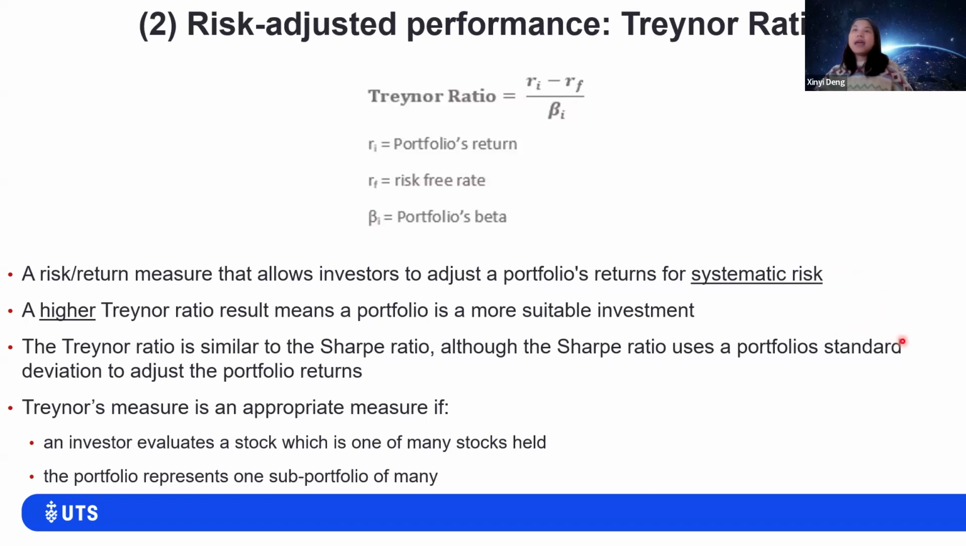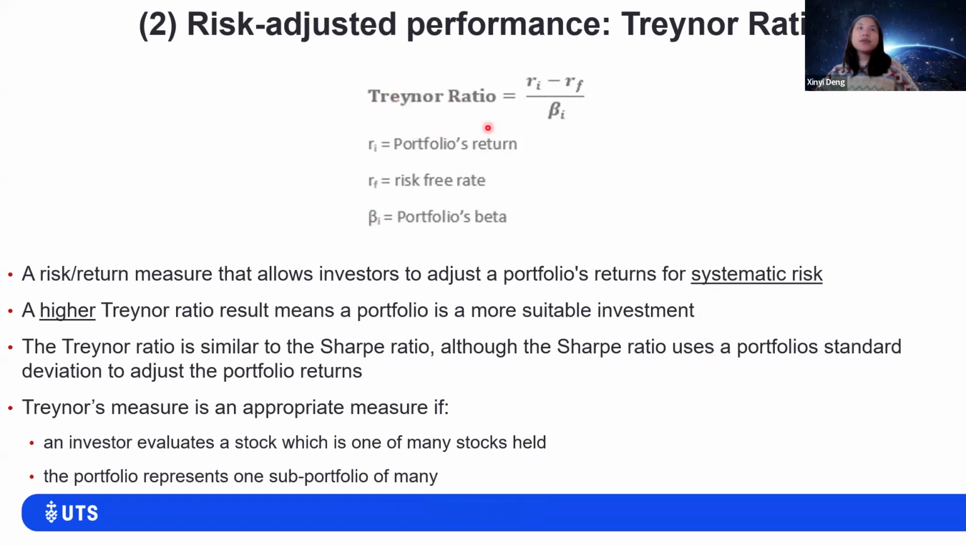And when would we have the investor's holdings being diversified? There are two examples. One example is when the investor is evaluating a stock, which is one of the many stocks he or she holds. The other example is when the portfolio represents one sub-portfolio of many. In either case, the investor's holdings are well diversified.